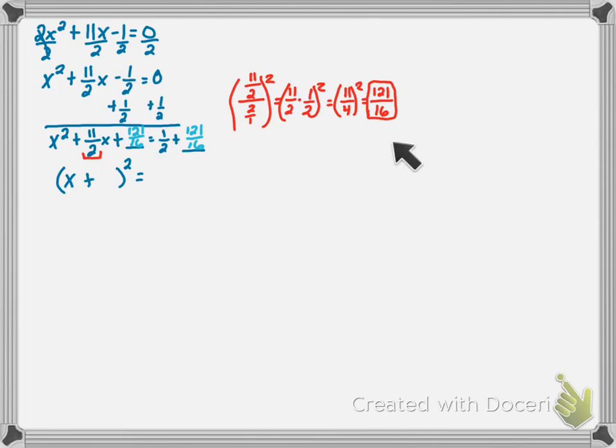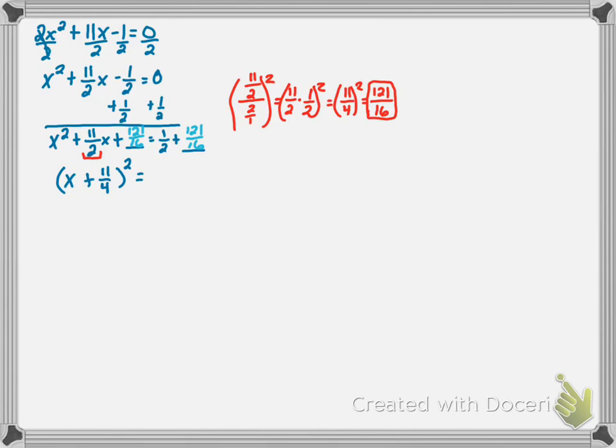It's the number that we squared over here. Okay, so this 11 over 4 is the number that we squared. That's what's going to go as that second term in that binomial. So we're going to put the 11 over 4 there. And on the right-hand side, we've got 1 half plus the 121 over 16.